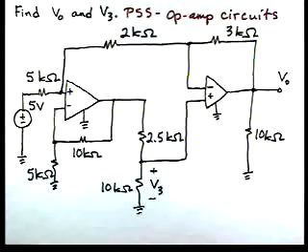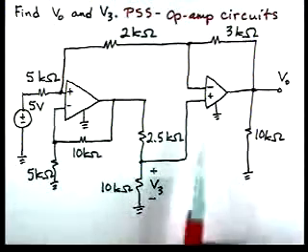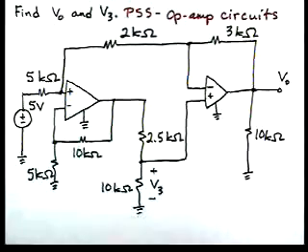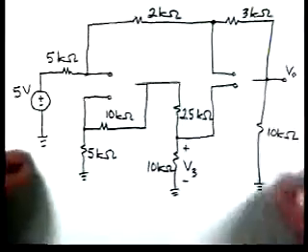Again, we're going to use our problem-solving strategy on op amp circuits. And remember, we assume an ideal op amp where the current flowing into the terminals on these op amps is 0. The voltage difference between the 2 terminals is 0. So let's substitute in our op amp model and redraw the circuit.